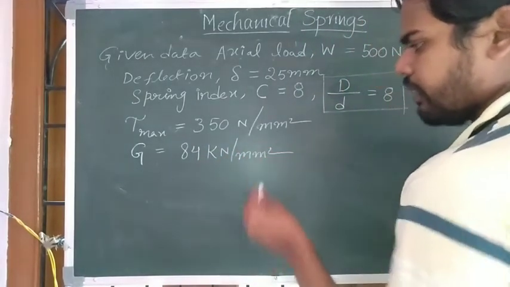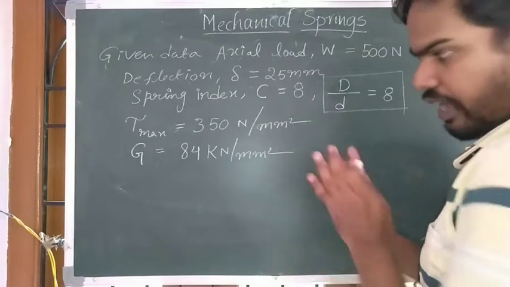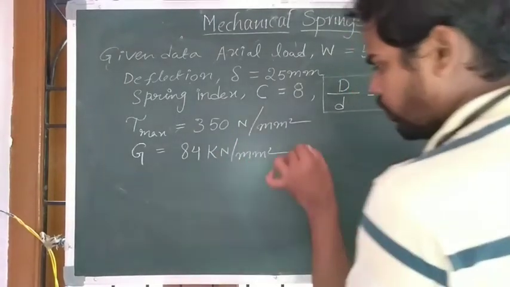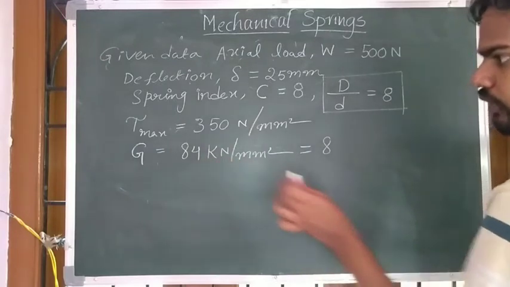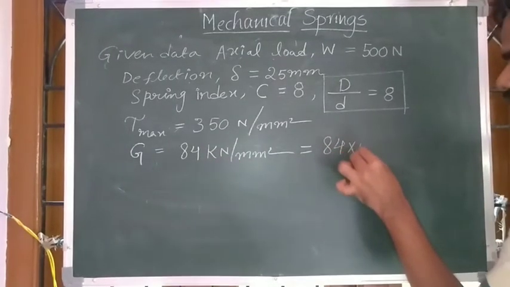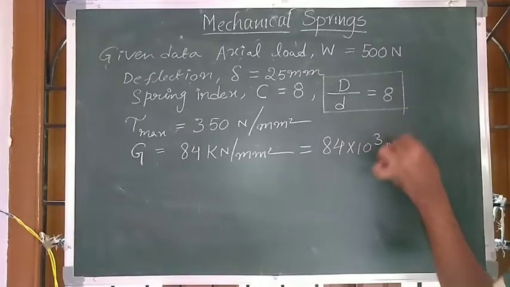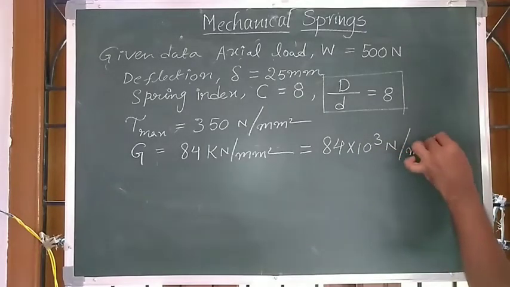So always maintain all units in one form. We should keep everything in mm. So next, 84 kilonewton. Let us convert kilonewton into newton. So 84 into 1 kilonewton is equal to 10 cube newton. So 84 into 10 cube into 10 mm square.